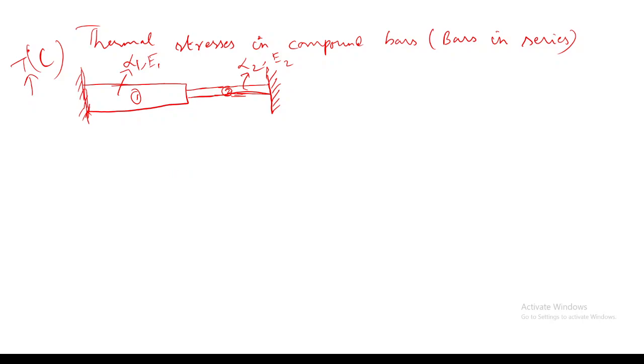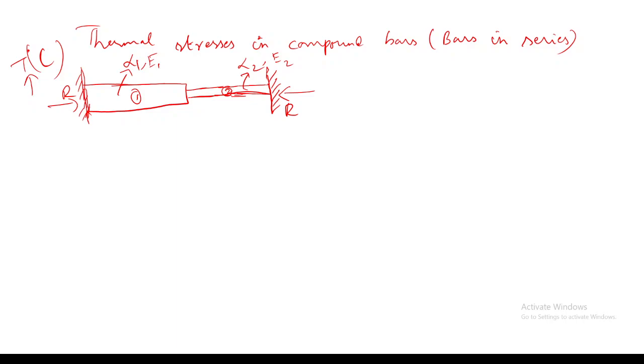So when I am increasing the temperature, what will happen? This will try to expand, but due to fixed supports on both sides, you will get a reaction R. The total elongation is balanced by the axial reaction from the support, because this can't expand, right? I am increasing the temperature and this will try to expand, whereas the reaction from the support will try to compress this.